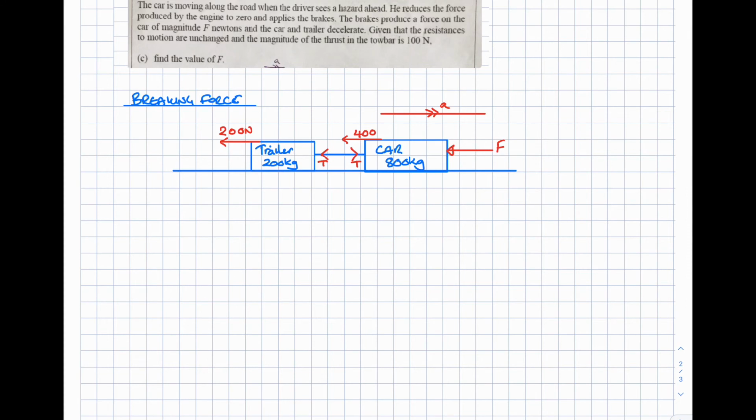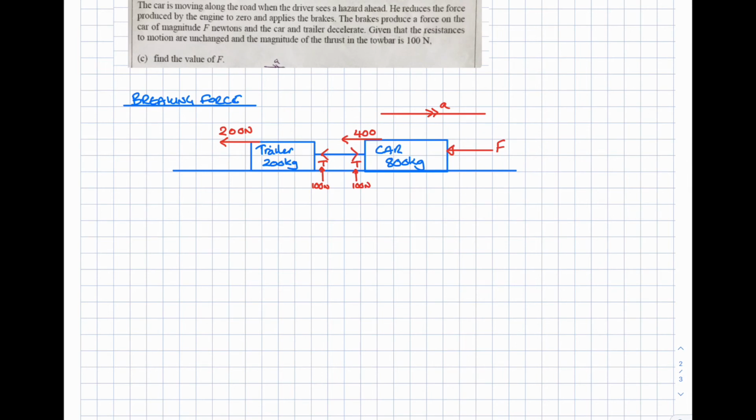Well, we don't want the trailer to come crashing into the back of the car when the force is now being applied. So therefore, to prevent the trailer from coming towards the back of the car, we will now have the forces acting away from each other. So we need to determine what the magnitude of F, the braking force, is going to be, given that the thrust in the tow bar will now be 100 newtons. So we can indicate that on the diagram. So your tension forces here will be 100 newtons and 100 newtons.